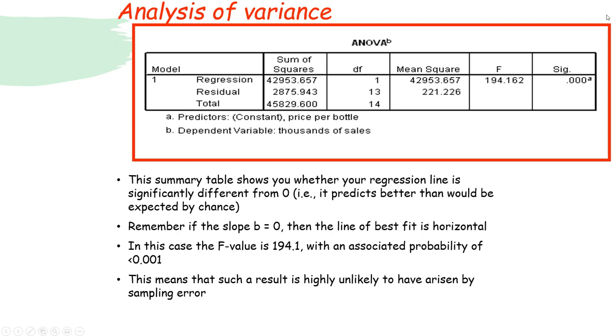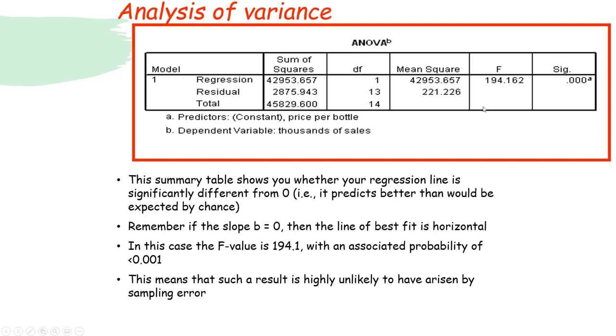Now, the second box that will appear in your output results will be your ANOVA model scores. This is your overall model significance, your F value, there's your degrees of freedom. The summary table shows you whether your regression line is significantly different from zero, i.e. predicts better than would be expected by chance. Remember, if the slope equals zero, then the line of best fit is horizontal.